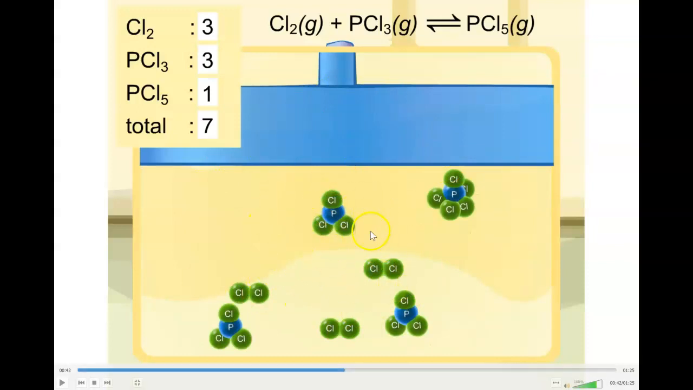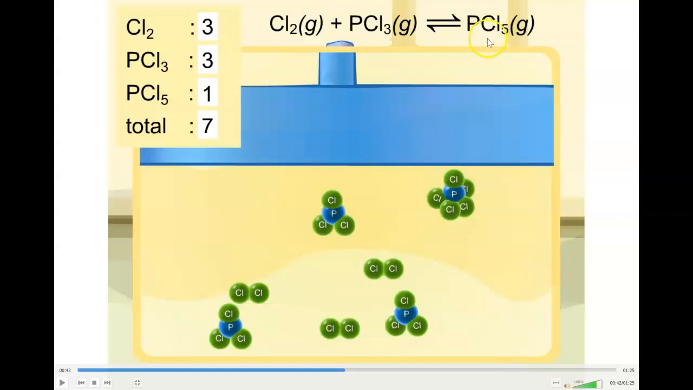This makes things more crowded and increases their concentration. In so doing, we have given the forward reaction the advantage, because now the Cl2 and the PCl3, because they're more crowded, are more likely to find each other, are more likely to collide with one another, making the forward reaction more likely to occur.